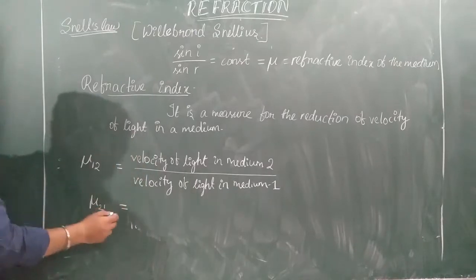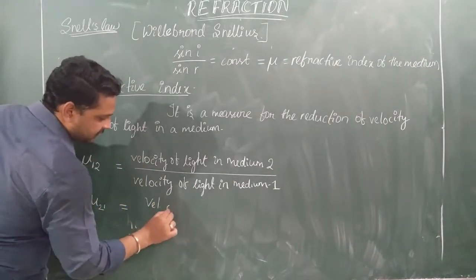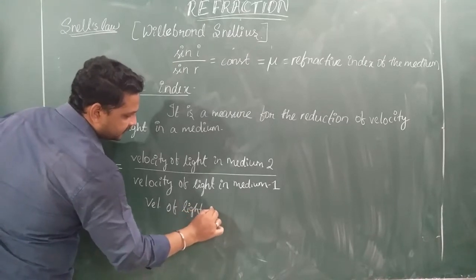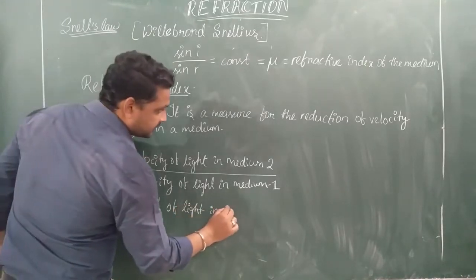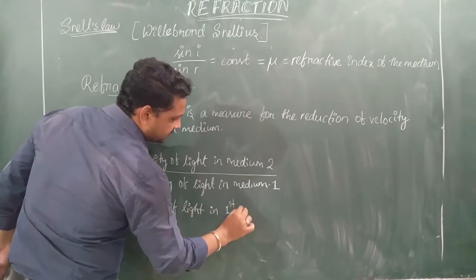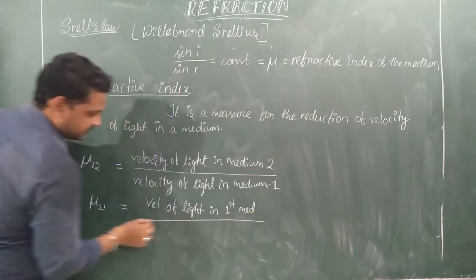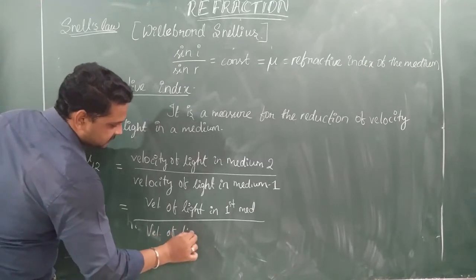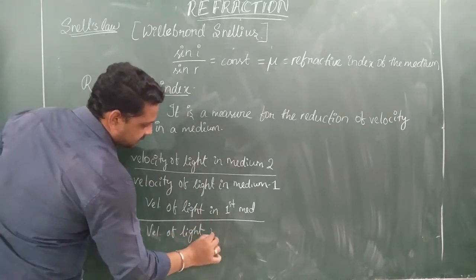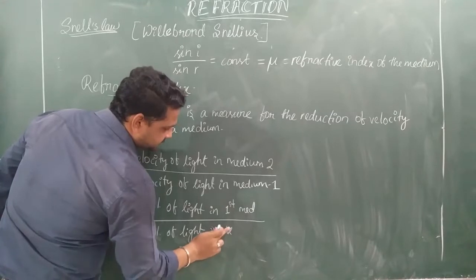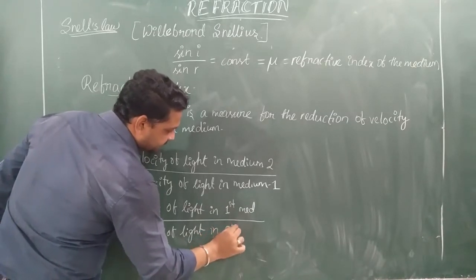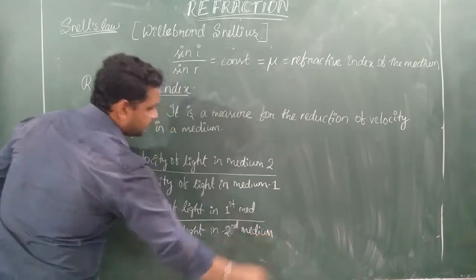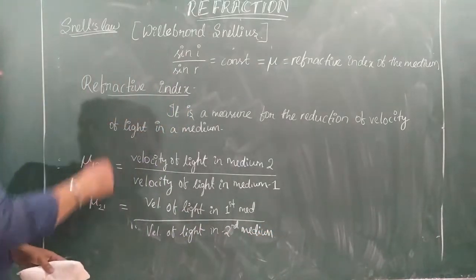The refractive index of the second medium with respect to the first one will just be the reverse. It will be the velocity of light in the first medium divided by the velocity of light in the second medium. Understood? Note it down.